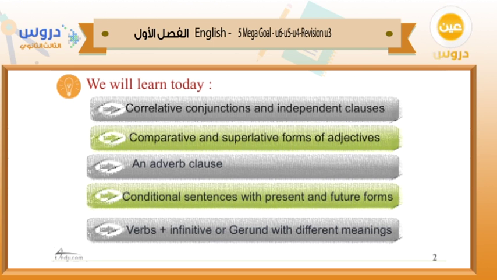We will learn today correlative conjunctions and independent clauses, comparative and superlative forms of adjectives, an adverb clause, conditional sentences with present and future forms, and last, verbs plus infinitive or gerund with different meanings for the same verb. Okay?